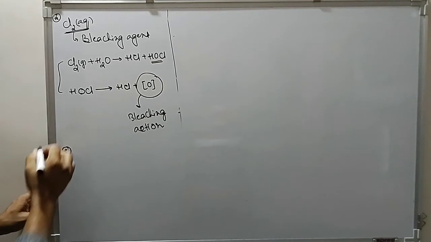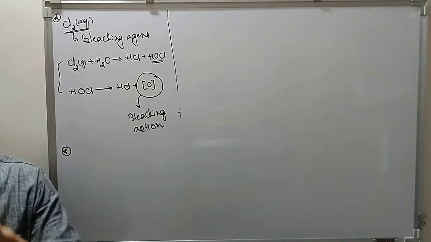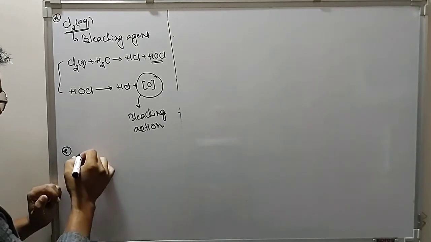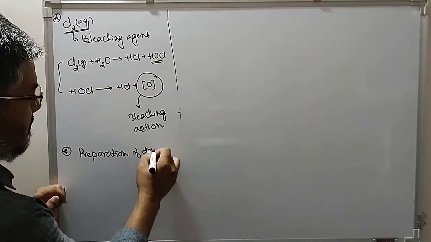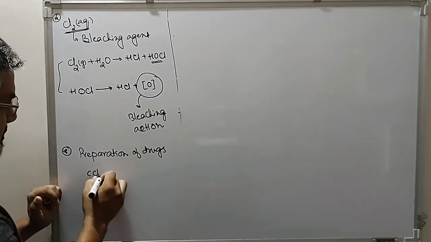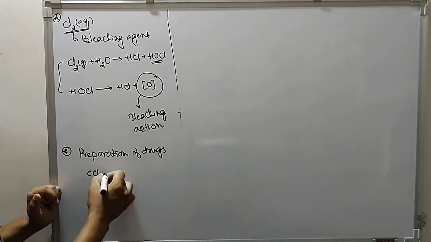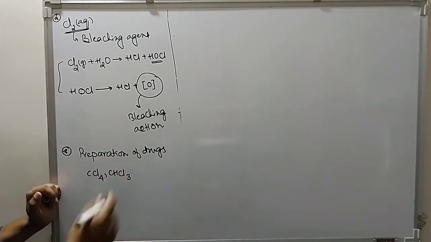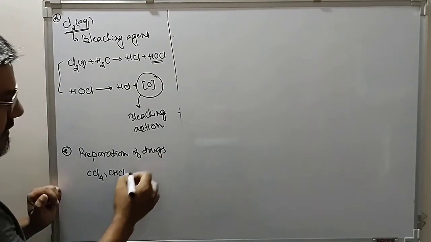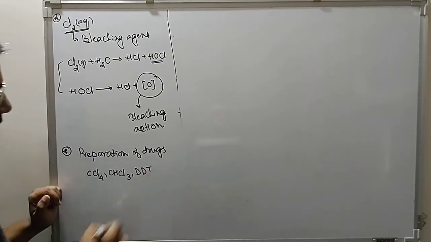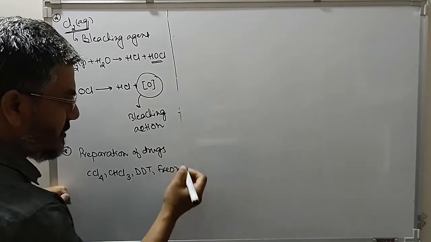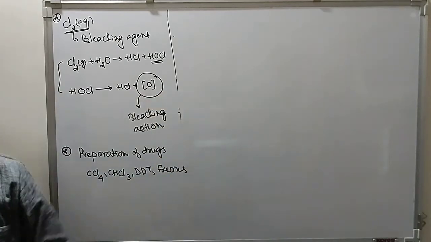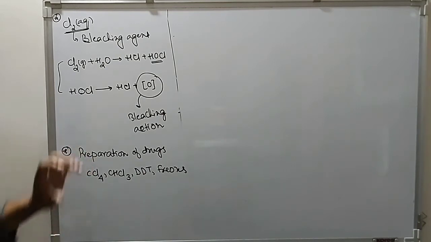Now this chlorine is used for preparation of organic compounds and drugs, like CCl4, carbon tetrachloride, chloroform, DDT, dichloro diphenyl trichloroethane, and freons, which are used in refrigeration. So for many organic compounds and important drugs, in their preparation we use this chlorine gas.